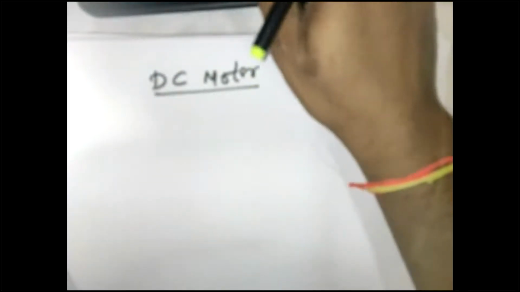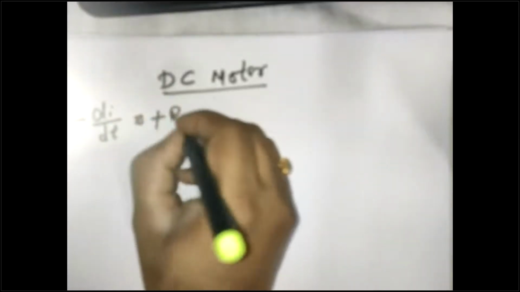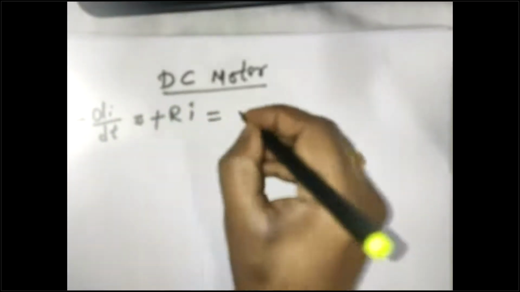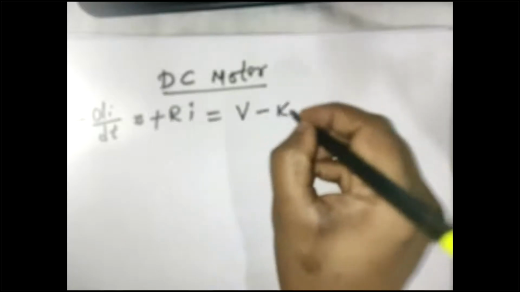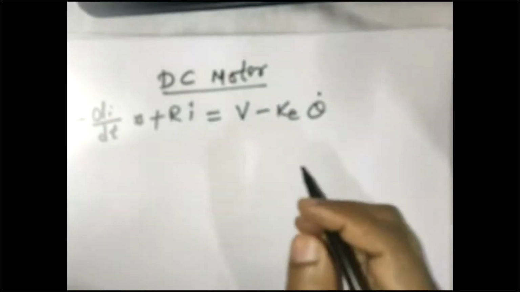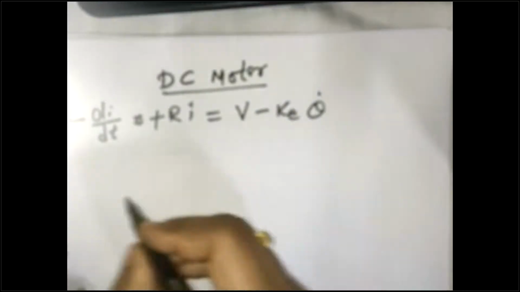So I will just explain to you. Okay, so let's start with the two equations. The first equation is L di by dt plus Ri equal to V minus Ke into theta dot. I will consider the first equation.